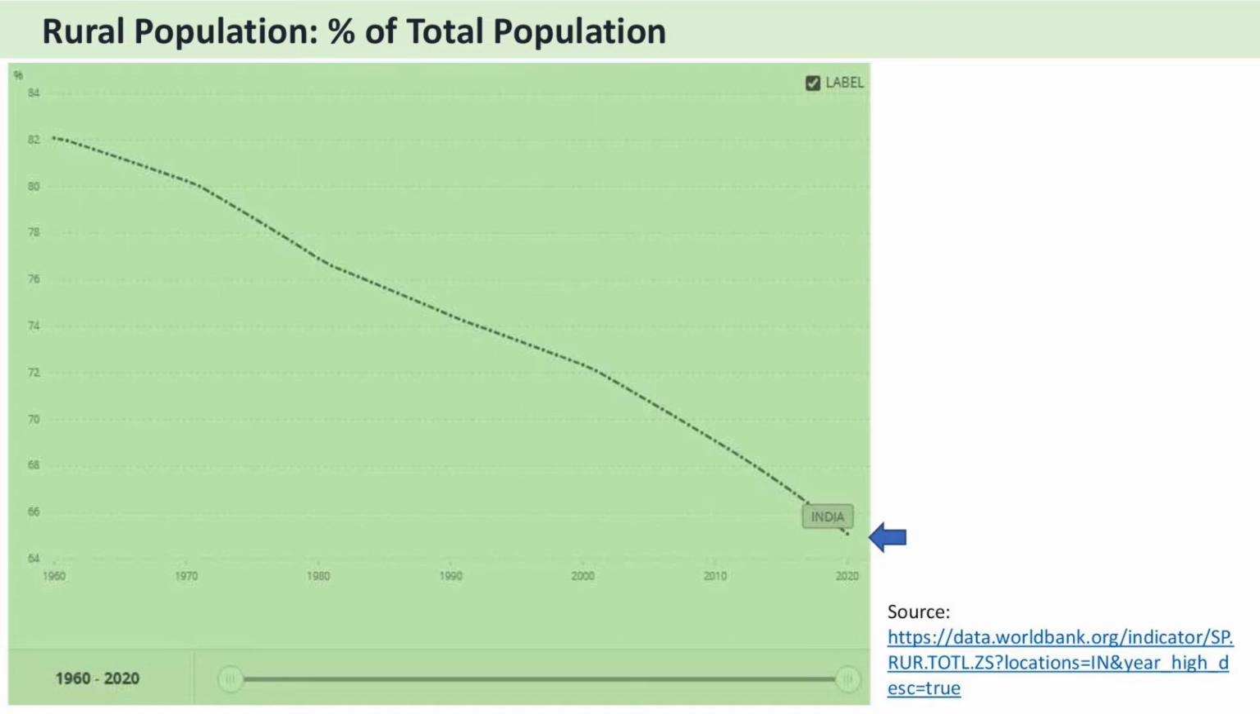Now, if we look at 1960 as given in this graph, the percentage of rural population to total population in India was 82%. And then we see that this percent contribution has been going down. So, in 2020 it is about 65%. So, there has been a decline in the percent contribution of rural population to total population.